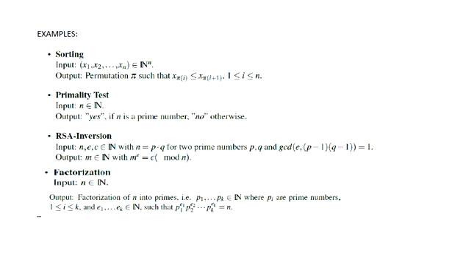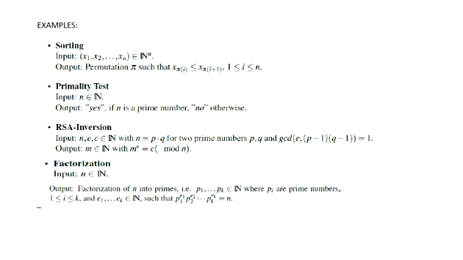First one is the sorting problem, where we have input x1 to xn and all of x belong to the natural numbers. We have output where we get a permutation such that x pi of i is smaller than or equal to x pi of i plus 1, and i ranges from 1 to n. We have the primality test problem, where input is a natural number n and we get output yes if n is a prime number, no otherwise.